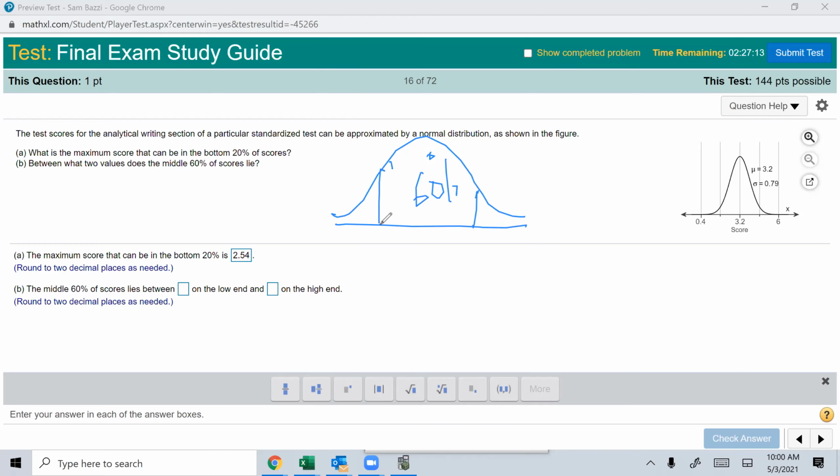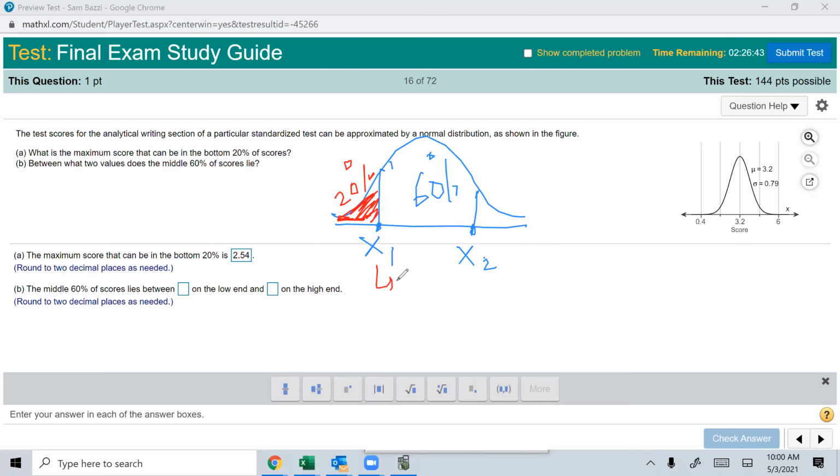He wants those two values. Okay, if this is 60%, how much is left for this tail, guys? 20. Yeah, because 40% split them up, I agree. Okay, here's how we find x1, guys.